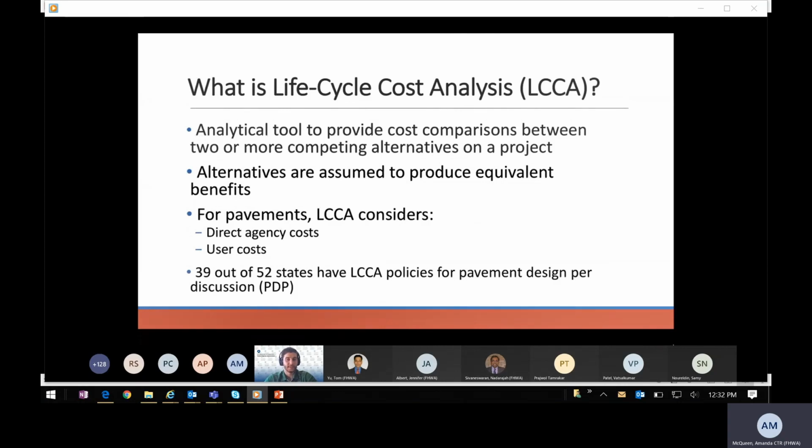So, life cycle cost analysis at its core is a technique that provides total costs for competing design or preservation alternatives, each of which is appropriate for a transportation project and provides equivalent benefits. Today's presentation is the state of LCCA in regard to pavement design. For pavements, LCCA considers agency costs and user costs for overall cost estimation. According to the recent discussions at the Pavement Design Policy Peer Exchange in 2019 by FHWA, 39 out of 52 states have LCCA policies for pavement design. Next slide.